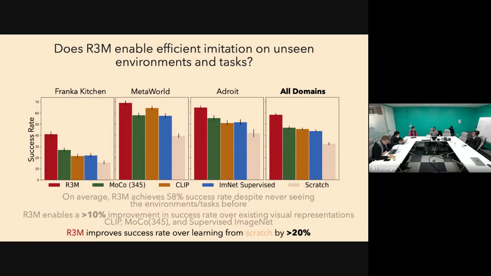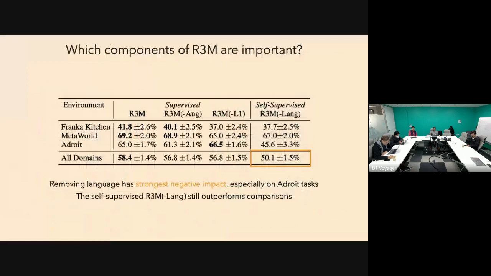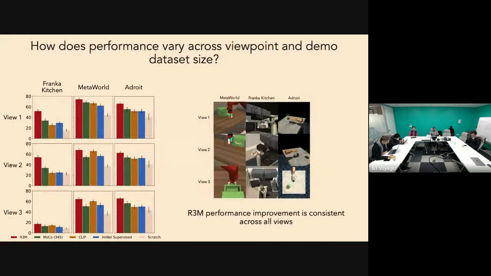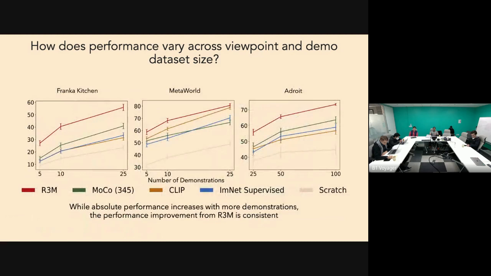In the interest of time, I'll skip over this, but basically we just have some ablations showing that all these different components are important to overall performance. We look specifically at different viewpoints and different demo data set sizes, and we see that the improvement from R3M is pretty consistent. For example, with the demo data set sizes, as expected, as we increase the number of demonstrations, overall performance of all the methods increases, but we still see a pretty consistent improvement from R3M across these different data set sizes.